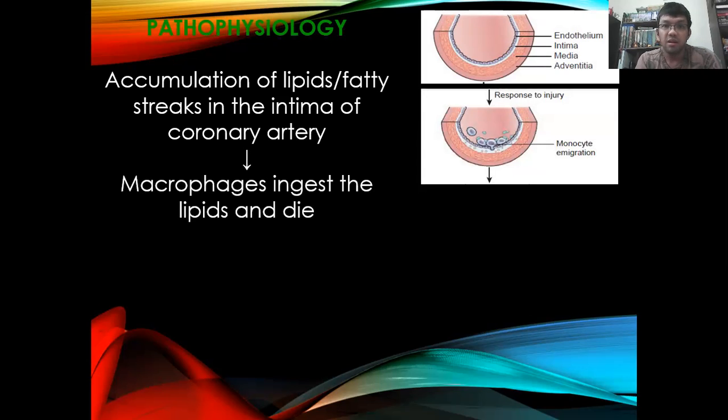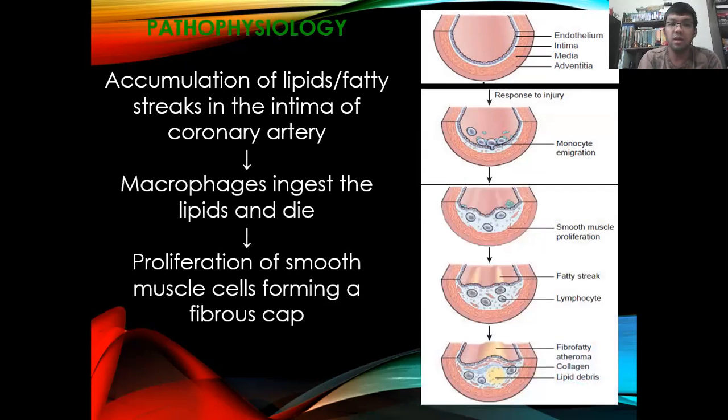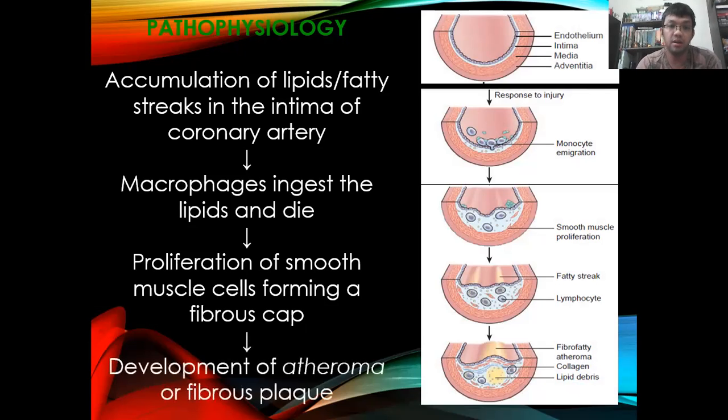And if they accumulate there, macrophages will detect them as foreign and will ingest the lipids and die. And the proliferation of smooth muscle cells will form a fibrous cap on those dead macrophages. And this will now lead to the development of atheroma.